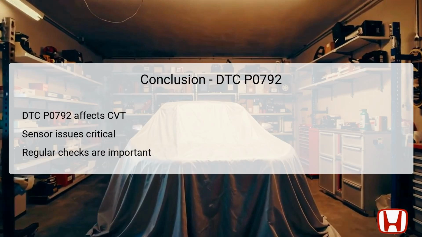In summary, DTC P0792 indicates issues primarily related to the CVT drive pulley speed sensor in the Honda Accord models from 2012 to 2017, which can stem from several causes such as open circuits and sensor failures. Understanding the symptoms, such as the MIL warning and irregular shifting functionality, is vital for effective troubleshooting. Following a systematic approach to diagnosis and repair, including the use of the Honda Diagnostic System, ensures that issues can be pinpointed without unnecessary guesswork.